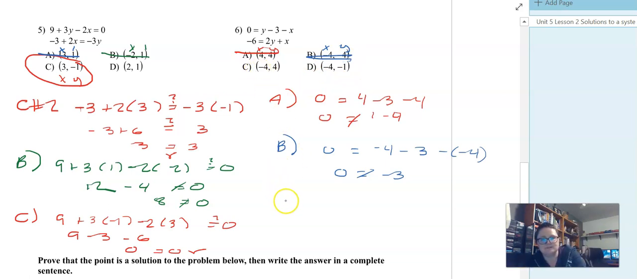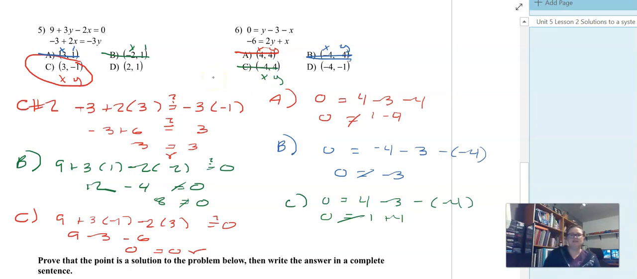Okay, let's try C. So now we're going to have 0 equals, and negative 4 is x and 4 is y. So y comes first, so it's 4 minus 3 minus negative 4. So now is 0 equal to, that's going to be 1 plus 4, not so much. So it's not C either, which kind of leaves D, but I would like to just kind of confirm.